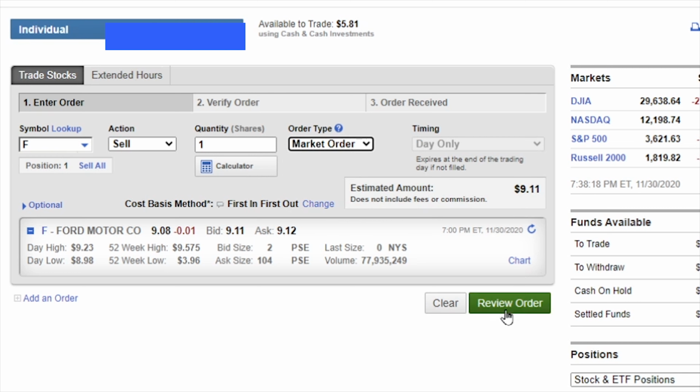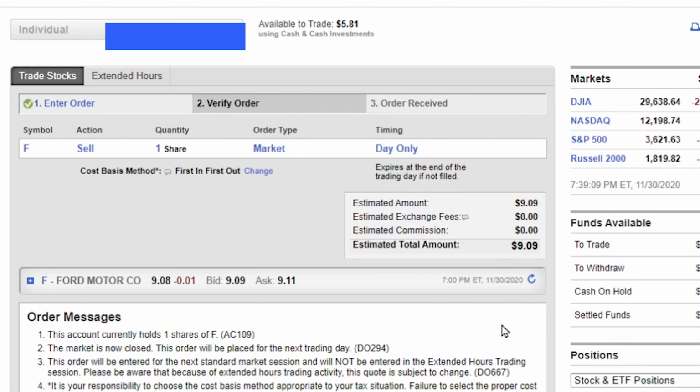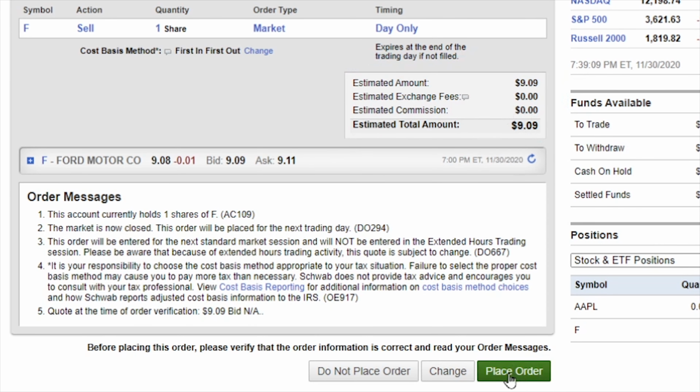What we're going to do then is hit this review order in green. This doesn't finalize the order just yet. What this does is bring up all this information as far as the estimated amount that we're going to earn, any exchange fees, any commission fees. So keep that in mind if there are commission fees. You might be able to ask them why they're coming up, because you might not want to pay them. So this is looking at $9.09 for us here, and then we're going to place order right over here, which is in the green.